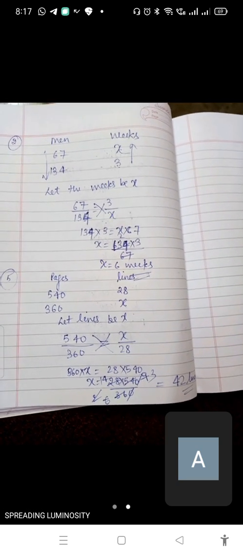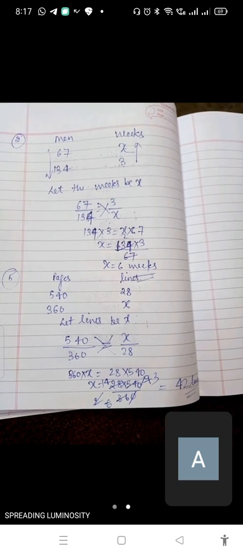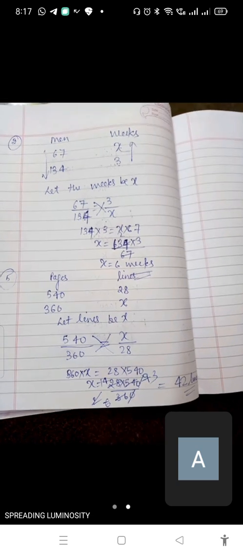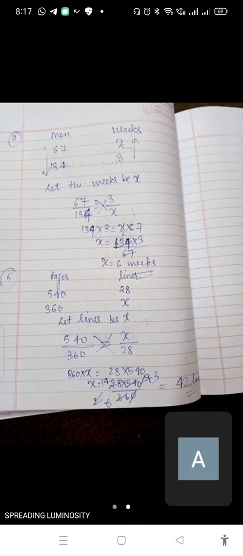Is it clear? Okay, then solve the exercise, and if you have any queries, then you can ask.